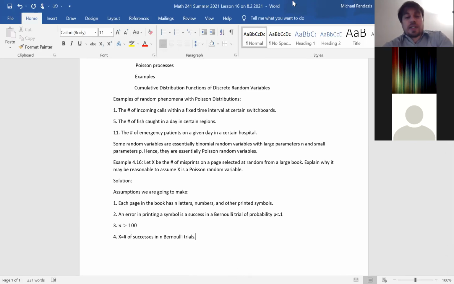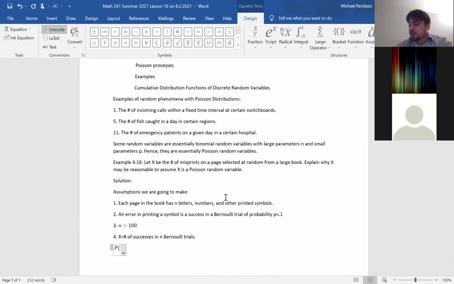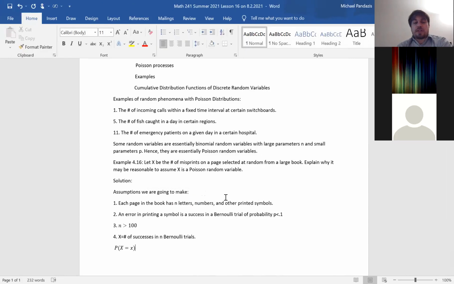So we're assuming each page in the book has n printed symbols. An error in printing a symbol is a success of probability less than 0.1. And the value of little n is greater than 100. X is the number of successes in n Bernoulli trials. Let X be the number of misprints on a page selected at random from a large book. X is the number of successes in n Bernoulli trials, because a success is an error, and an error is the same as a misprint, okay? So we want to assume that X is a Poisson random variable. If we look at the probability function of X, saying that it's a Poisson random variable would mean that the probability function is the Poisson distribution function.